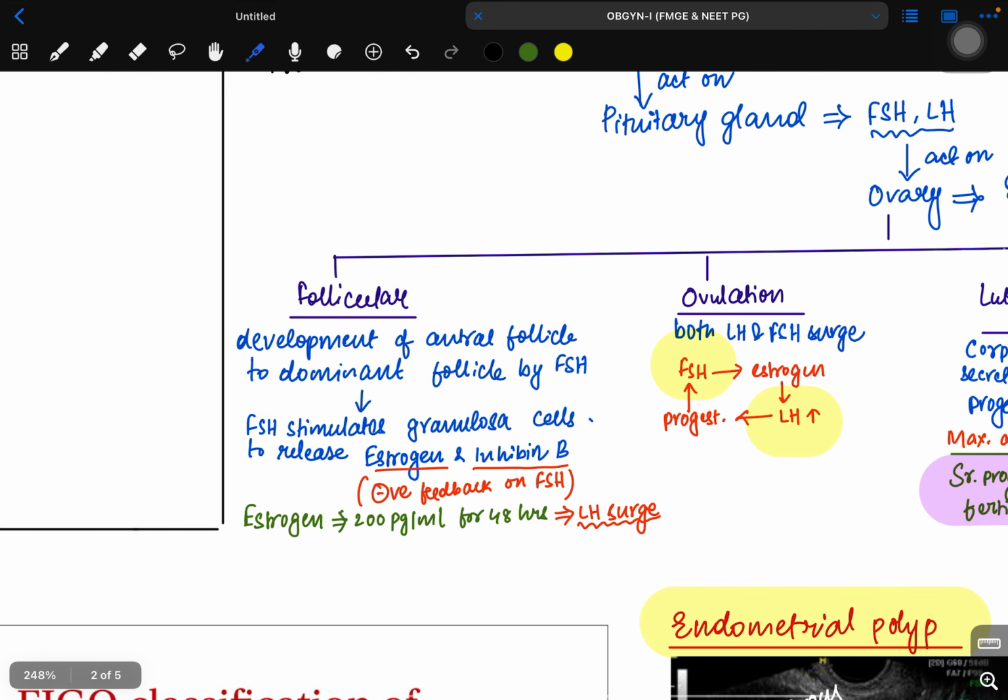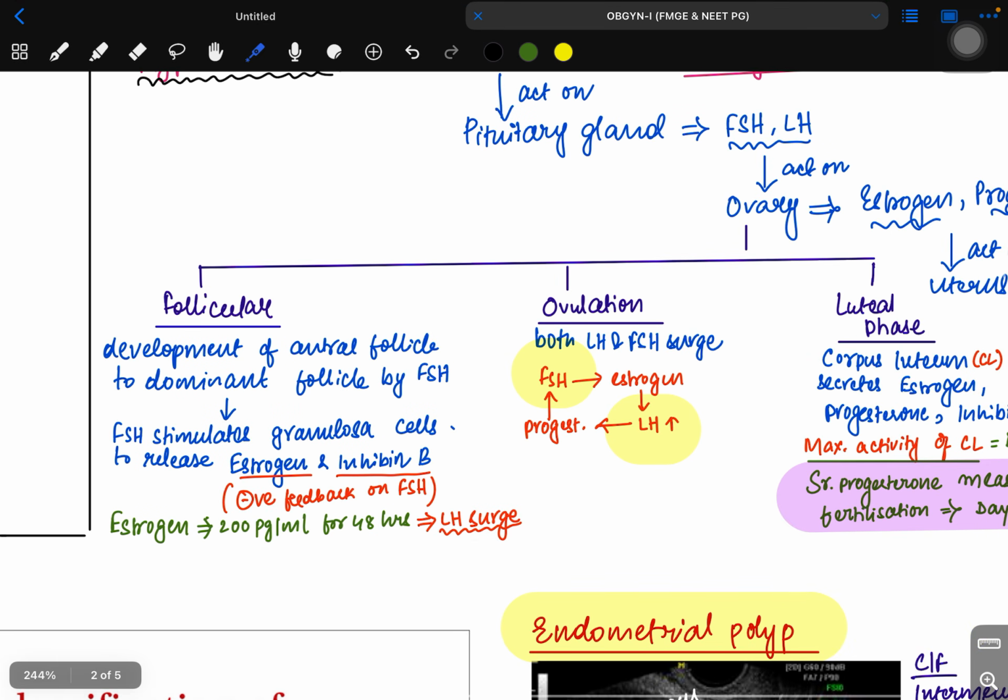Now what will this FSH do? This FSH stimulates the granulosa cells to release estrogen and inhibin B. This estrogen and inhibin B will have negative feedback on the FSH. So if the estrogen secretion is 200 picograms per ml for 48 hours, then it causes the LH surge. Next, the ovulation phase, there will be both LH and FSH surge.